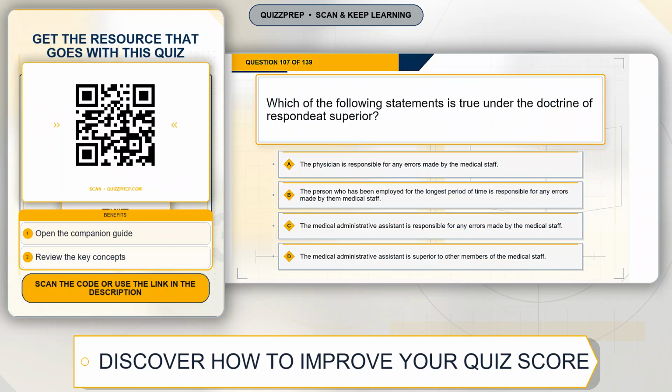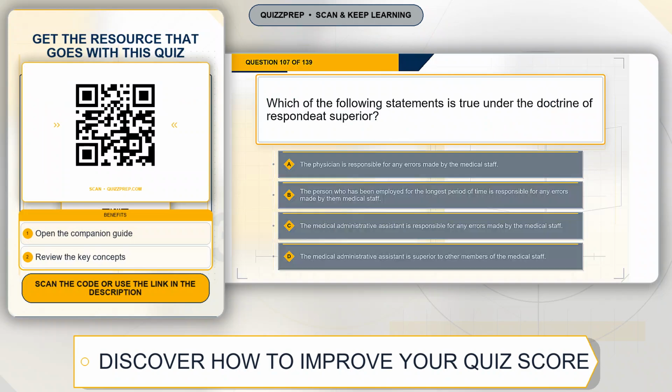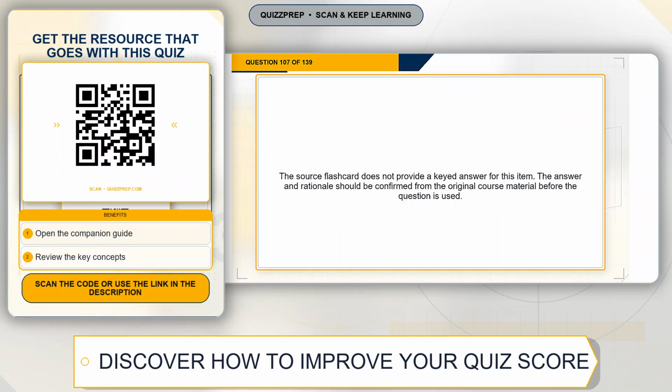Question 107. Which of the following statements is true under the doctrine of respondeat superior? Option A. The physician is responsible for any errors made by the medical staff. Option B. The person who has been employed for the longest period of time is responsible for any errors made by the medical staff. Option C. The medical administrative assistant is responsible for any errors made by the medical staff. Option D. The medical administrative assistant is superior to other members of the medical staff. The correct answer is not shown. Explanation. The source flashcard does not provide a keyed answer for this item. The answer and rationale should be confirmed from the original course material before the question is used.